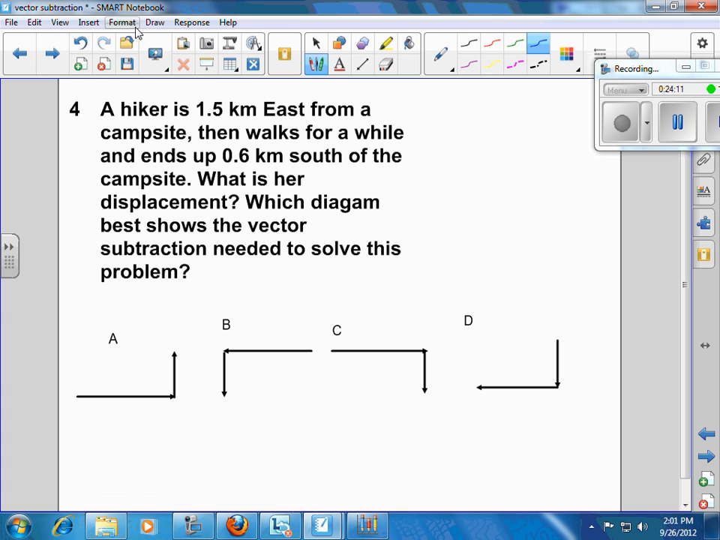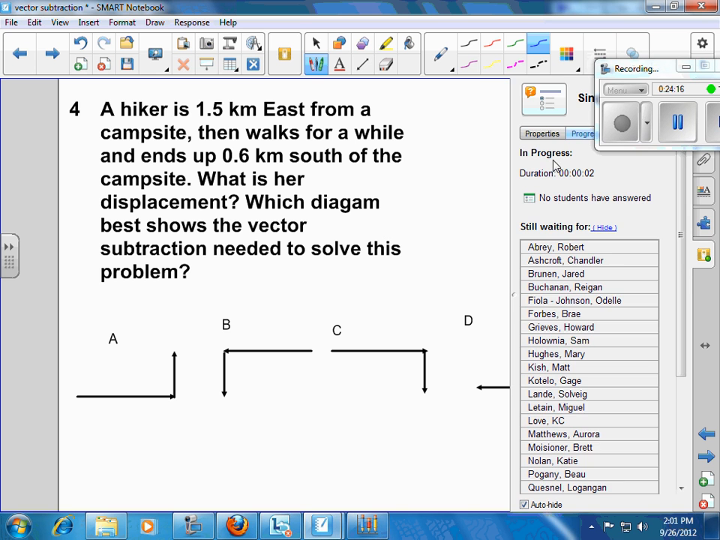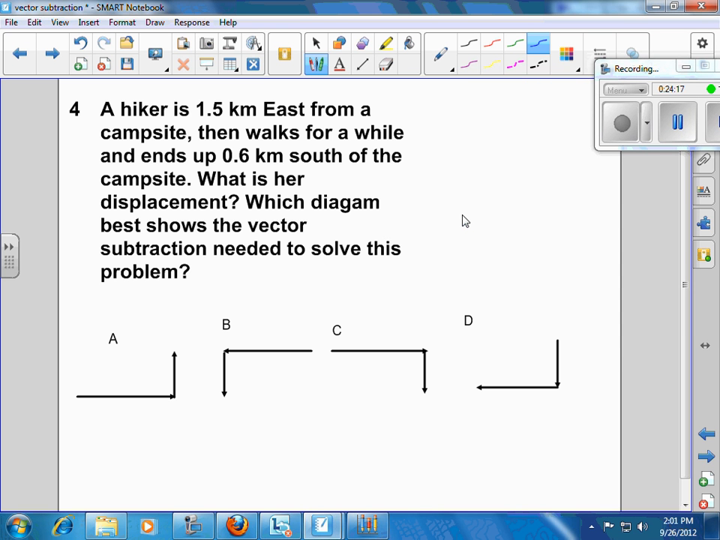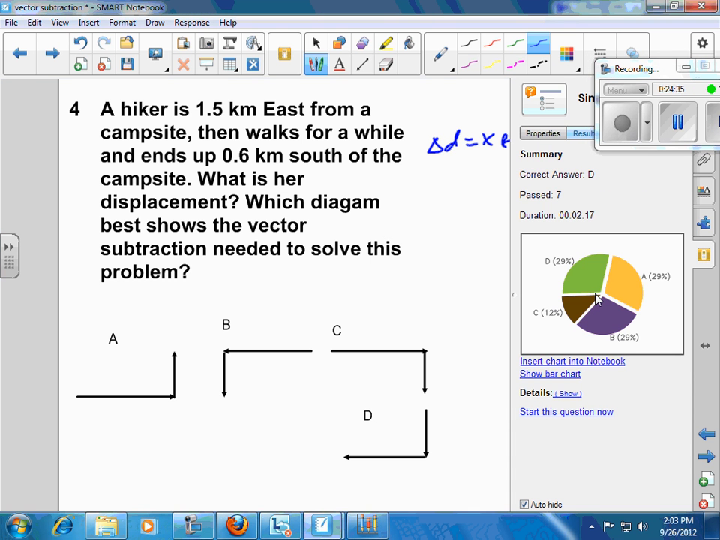Here's a question for you. A hiker is 1.5 kilometers east from a campsite, then walks for a while and is 0.6 kilometers south of the campsite. What is her displacement, and which diagram best shows the vector subtraction needed to solve this problem? So figure out which picture is the best one. Correct answer is D. That's not so good. We better have a look at this.